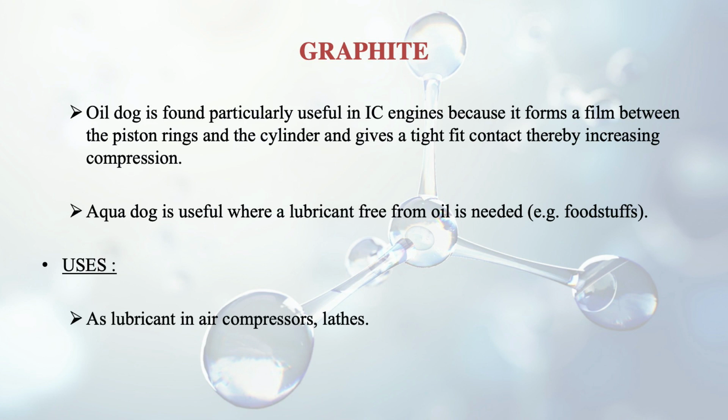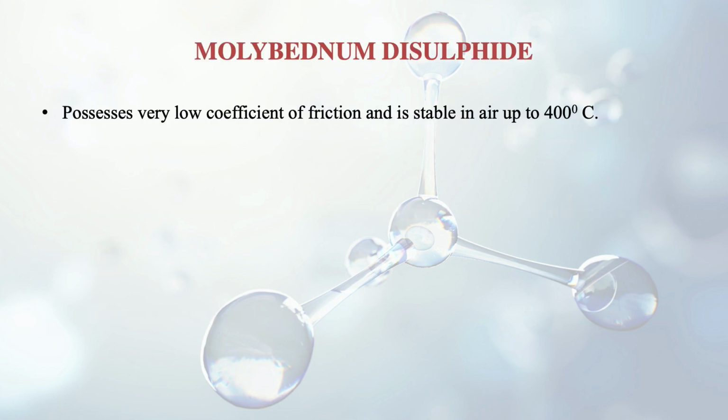And the second one, that is the molybdenum disulfide now. These possess a very low coefficient of friction, and they are stable in air up to 400 degrees centigrade. So they are even better than graphite if we take the case of temperature. In air they can sustain up to 400 degrees centigrade.